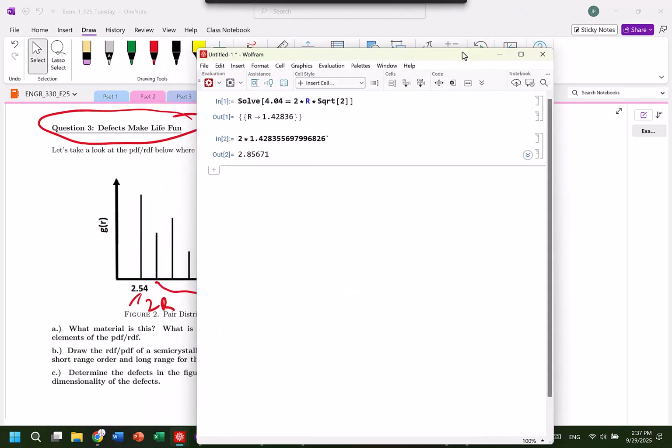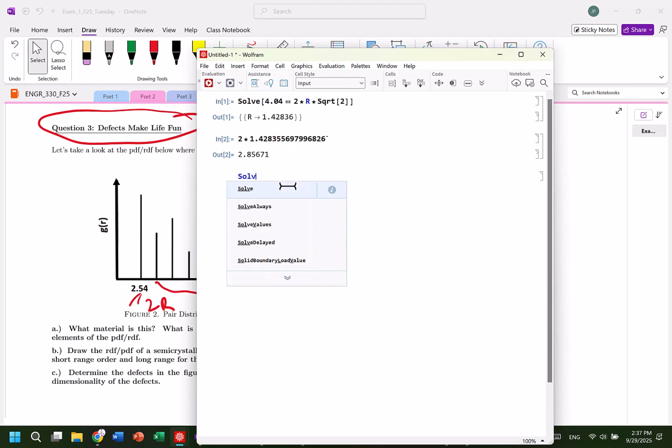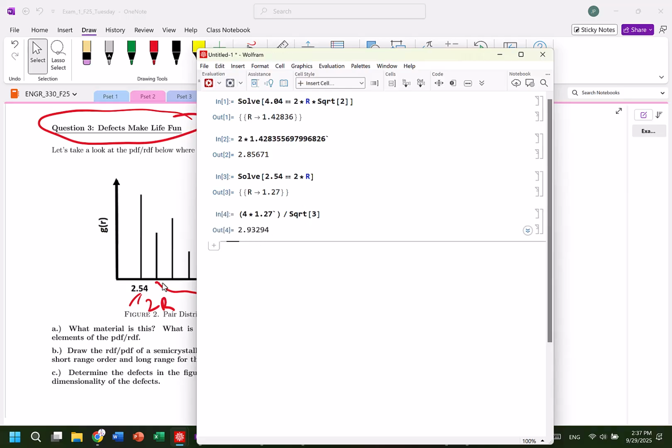So we're going to say 2.54. Set that, let's solve. 2.54, set it equal to 2 times r. And this is our r here. So then the other value would be 4 times r divided by square root of 3. So that would be the next value essentially here. And fantastic. But we do need to figure out, so 1.27, it needs to be BCC.